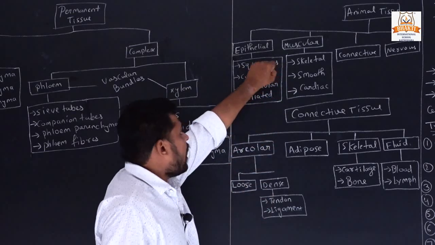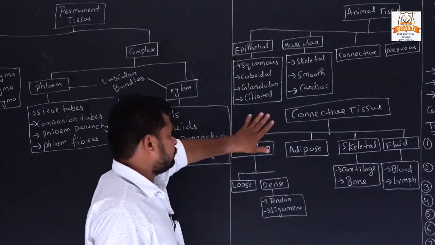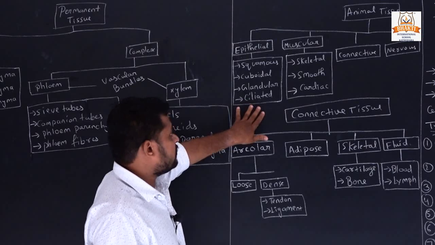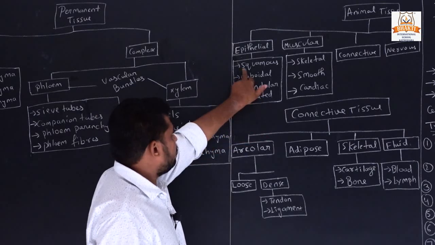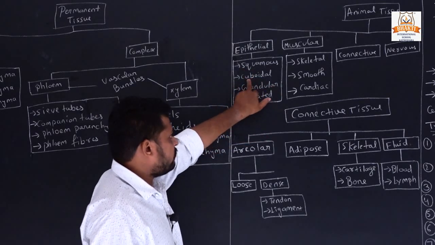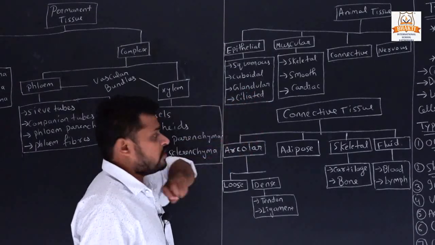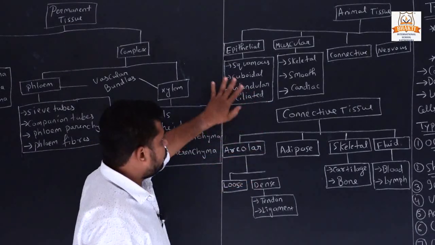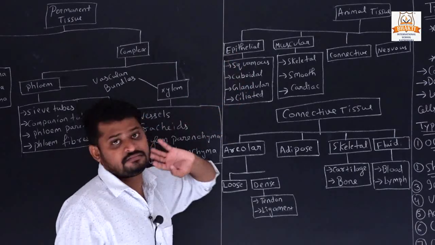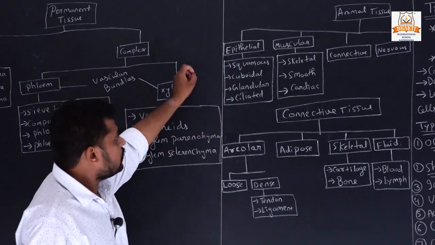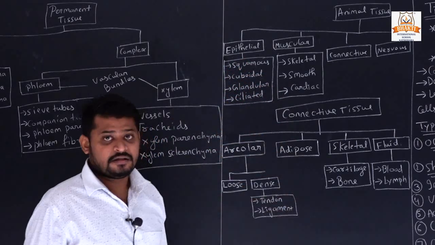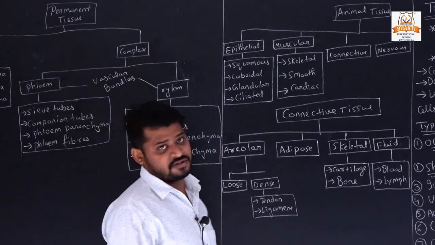Okay. Now epithelial has four parts. One is squamous, second one is cuboidal, third one is glandular, and fourth one is ciliated. So these four are contained in epithelial.